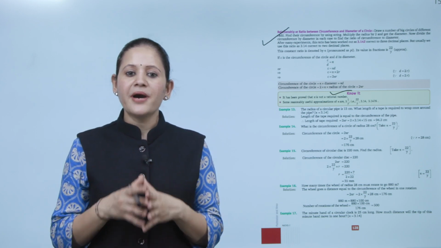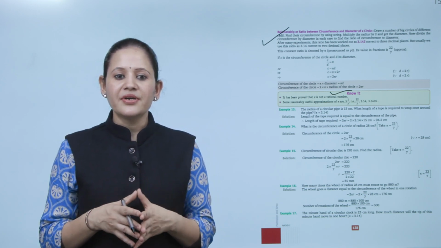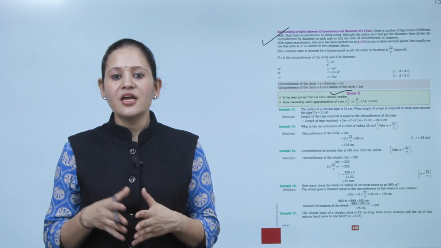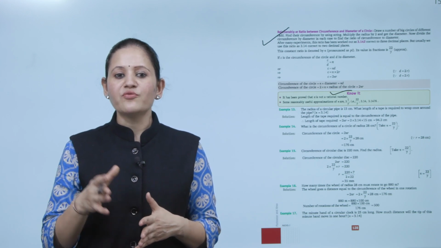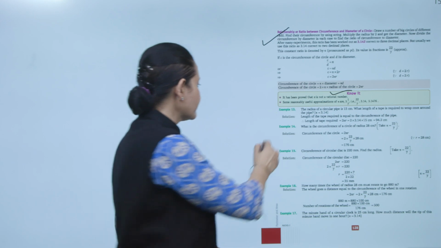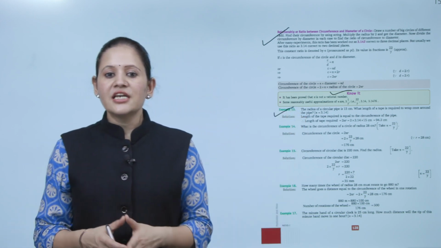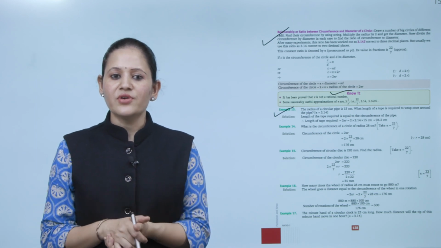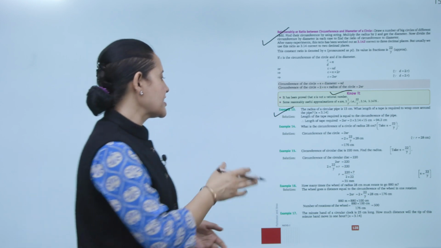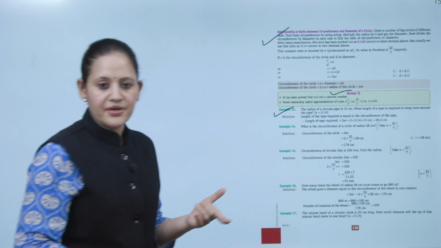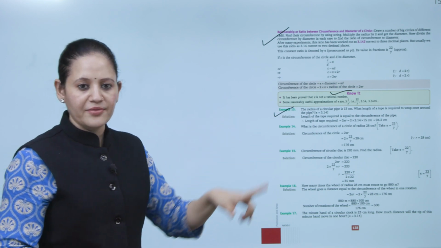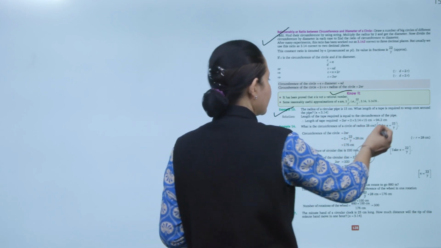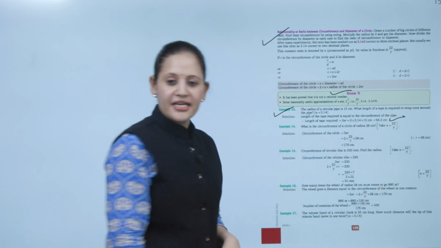It has been proved that pi is not a rational number. Some reasonably useful approximations of pi are 3 1/7, 22/7, 3.14, 3.1416. Now we'll take an example here. The radius of the circle of a pipe is 15 centimeter. What length of tape is required to wrap once around the pipe? So here pi is given as 3.14. Length of the tape required is equal to the circumference of the pipe. So length of the tape required is 2 pi r, 2 into 3.14 into 15, that is 94.2 centimeter. Clear?